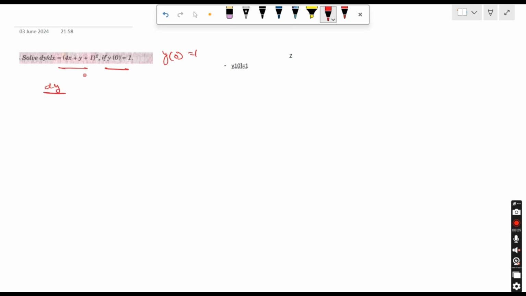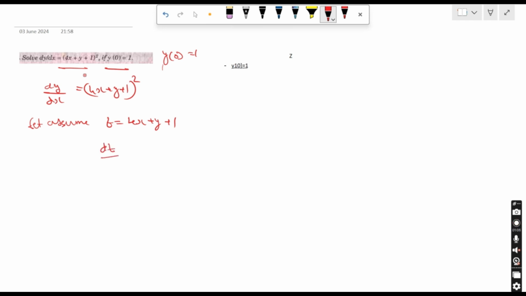So we just write the function dy by dx is equal to (4x plus y plus 1) the whole square, right? We start to solve this equation by assuming t is equal to 4x plus y plus 1. We have to continue to bring it into variable separable form. For that we assume t is equal to 4x plus y plus 1.